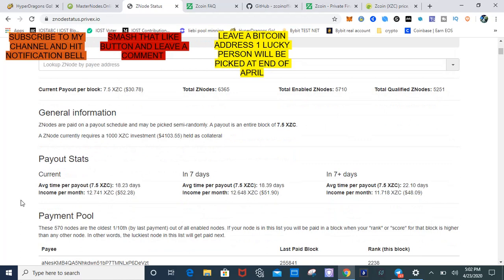Payout schedule is roughly around 18 days, give or take a few days. That's just a rough estimate, you guys. That's not exactly when you will get it. You might get it before 18 days. It might take a little longer. But this amount is fixed. The payout amount per block is 7.5. So the average monthly income you will receive is 12.7 Z coins, which at the current price is $52.31.